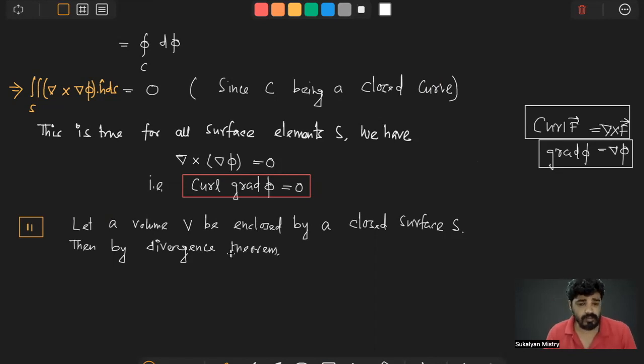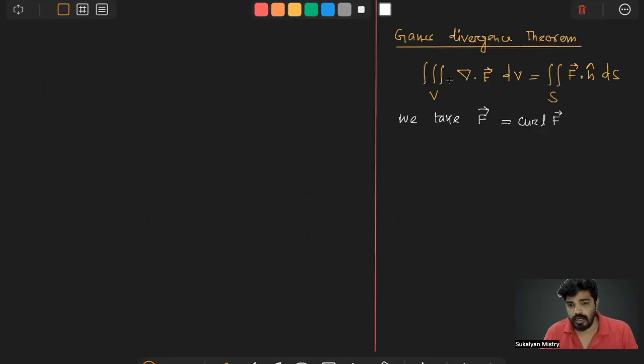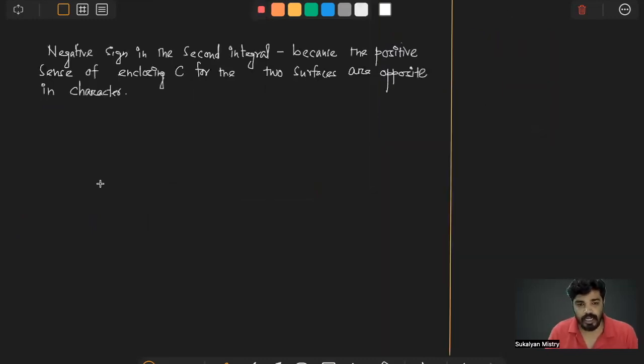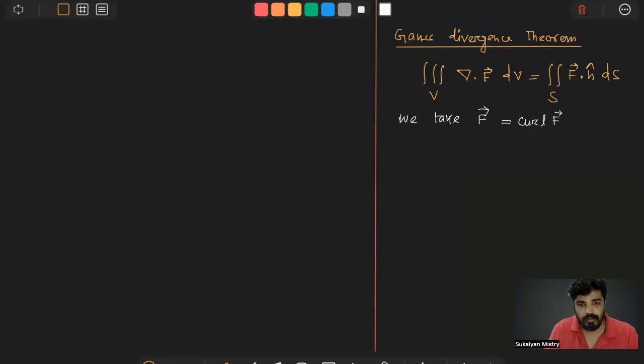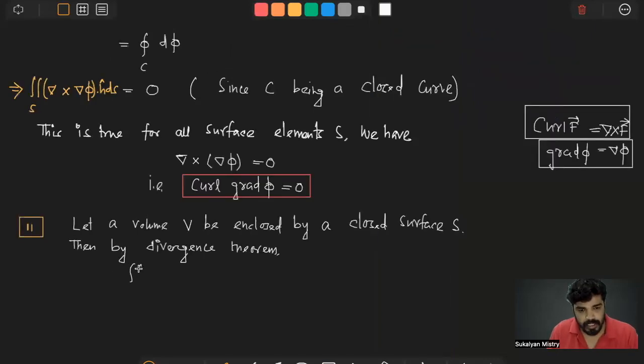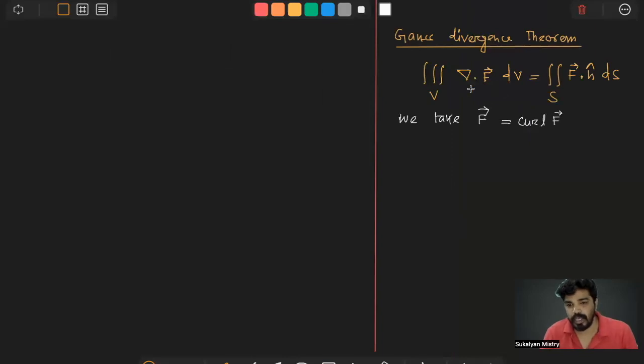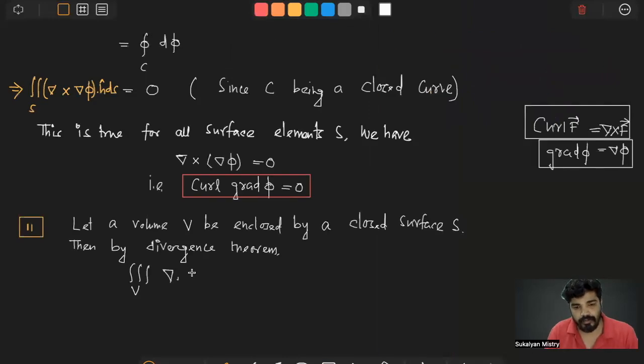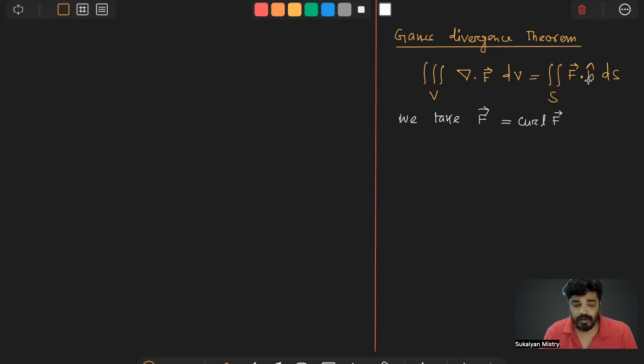what do we get? We get the triple integral over V of del dot, and we consider F as curl F, so del dot curl F. Curl F means del cross F. So that is equal to the double integral over S of curl F dot N dS.